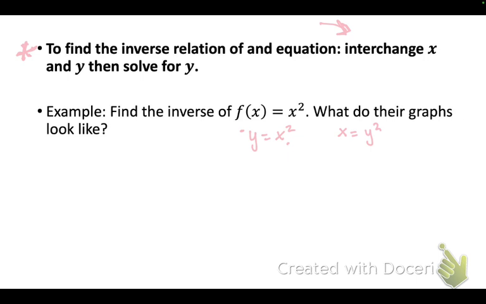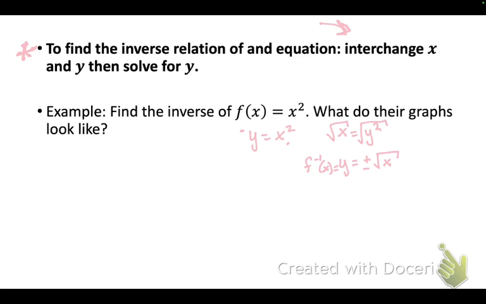Okay, we solved equations like this. How do you get rid of a square? We square root it. So you square root both sides. So we have y equals plus or minus the square root of x, because when you take the square root, it's both. So this is f of x, and this is f inverse. That little -1 is inverse. Okay, f inverse is this.